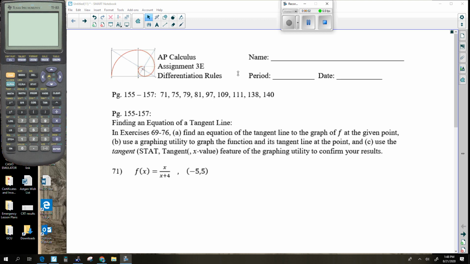All right. Here we go. Assignment 3E. This is just more differentiation and dealing with the tangent line.